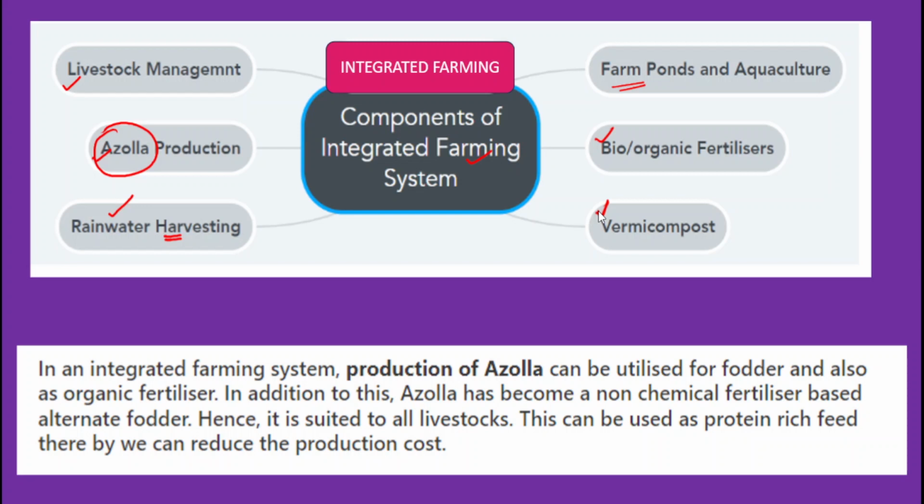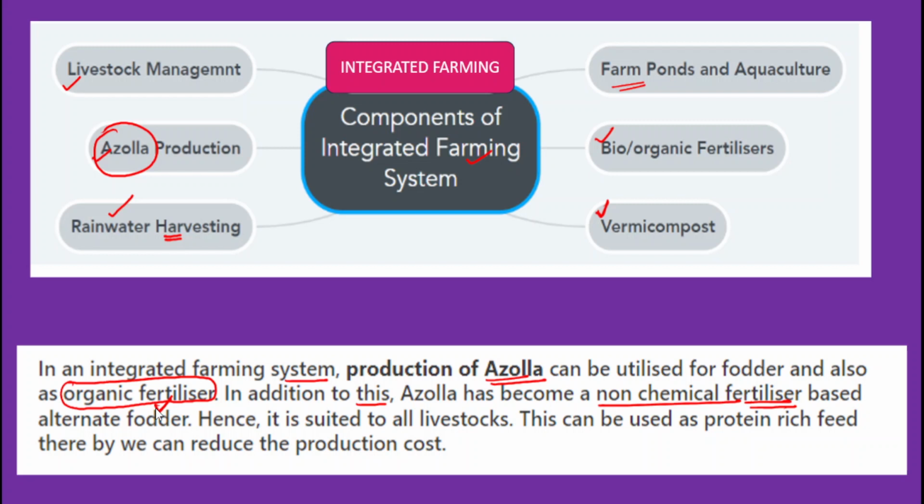So while writing the conclusion, in the integrated farming system, production of azolla can be utilized for fodder, and it can also be used as a source of agriculture fertilizers. So azolla is not just used as a fodder, but it can also be used as an organic fertilizer. In addition to this, azolla has become a non-chemical fertilizer based alternative fodder.